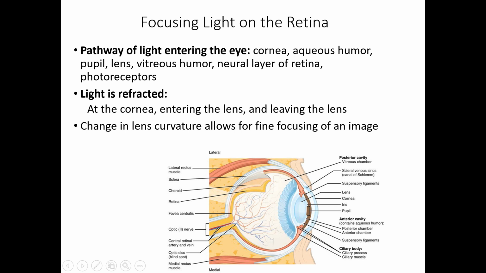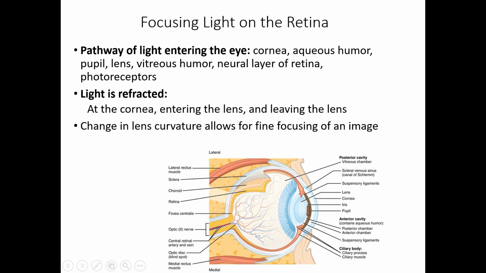First it goes to the neural layer of retina and photoreceptors inside of it. And then light turns into electrical energy, and action potential goes to the brain through the optic nerve. So please note this pathway of light entering the eye. At the cornea, light is refracted, changes its direction a little bit. It's also refracted when it enters the lens and exits the lens.